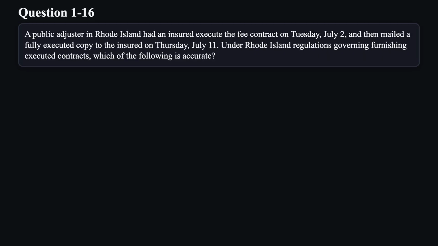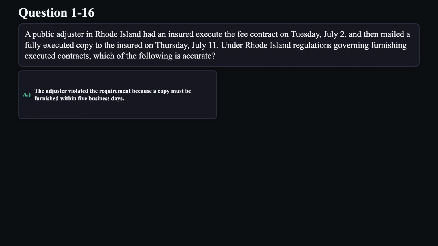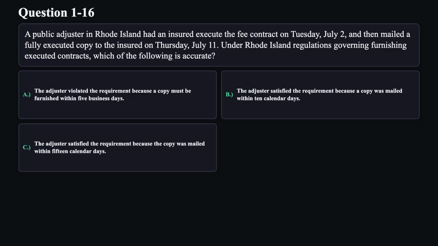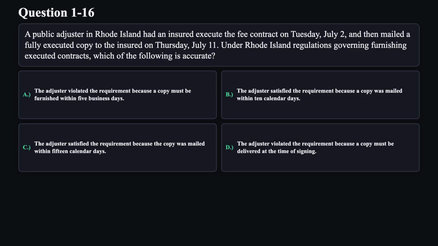Question 16. A public adjuster in Rhode Island had an insured execute the fee contract on Tuesday, July 2nd, and then mailed a fully executed copy to the insured on Thursday, July 11th. Under Rhode Island regulations governing furnishing executed contracts, which of the following is accurate? A. The adjuster violated the requirement because a copy must be furnished within 5 business days. B. The adjuster satisfied the requirement because a copy was mailed within 10 calendar days. C. The adjuster satisfied the requirement because the copy was mailed within 15 calendar days. D. The adjuster violated the requirement because a copy must be delivered at the time of signing.